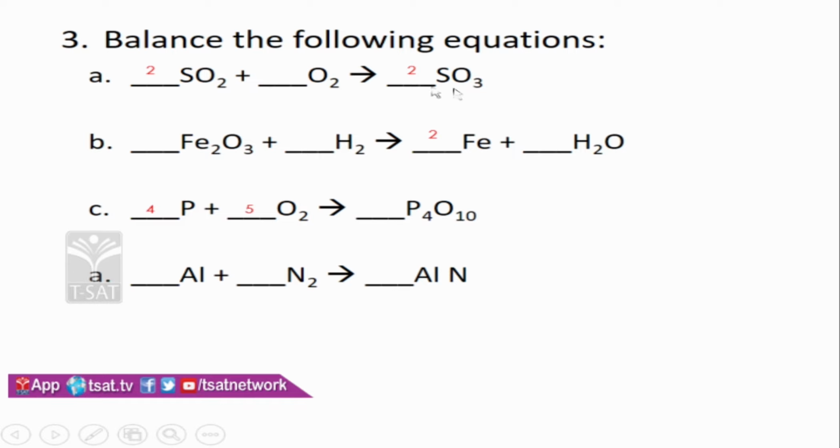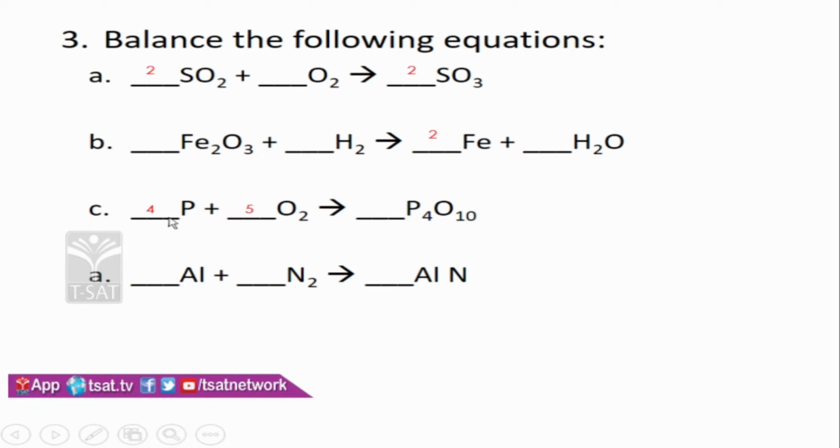In the first equation, 2 sulfur dioxide molecules, 1 oxygen molecule form 2 sulfur trioxide molecules. In the second equation, Fe2O3 and H2. Here nothing is mentioned means it is considered as 1 Fe2O3 molecule and 1 hydrogen molecule gives 2 atoms of Fe. So, it is 2 iron atoms and 1 hydrogen monoxide or water molecule.